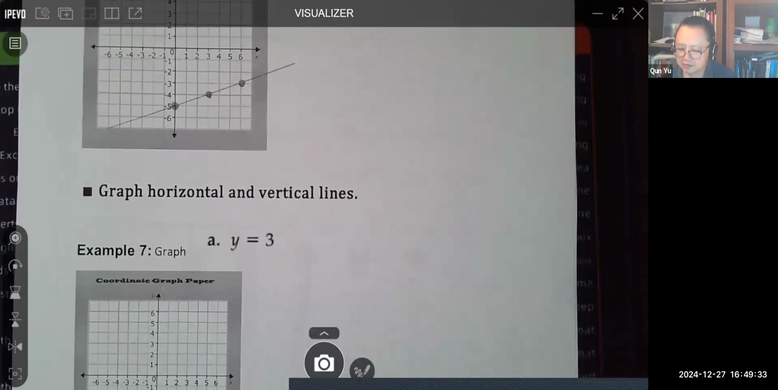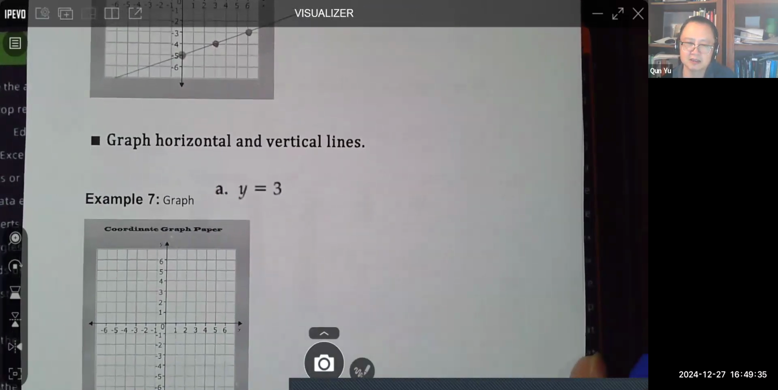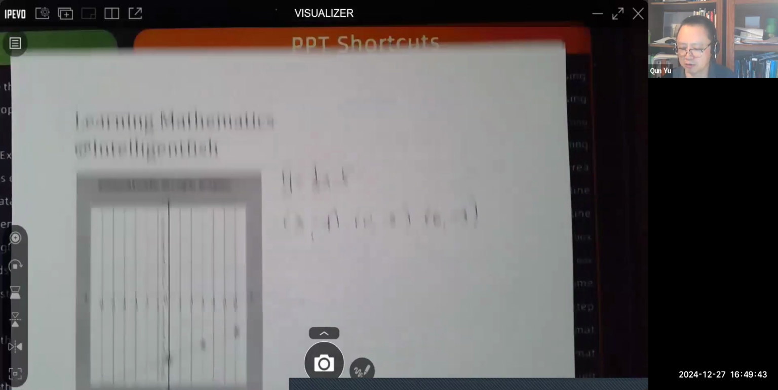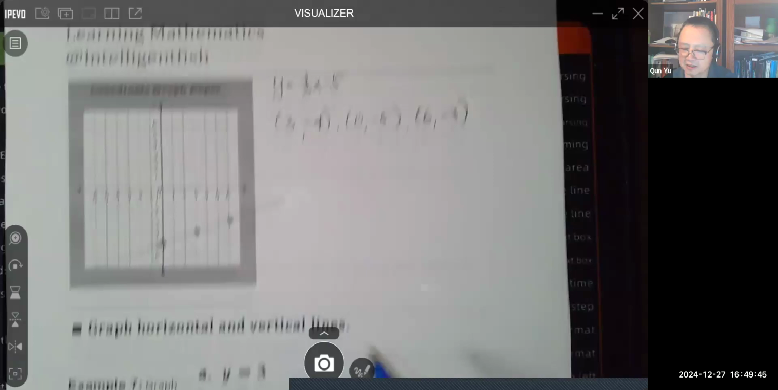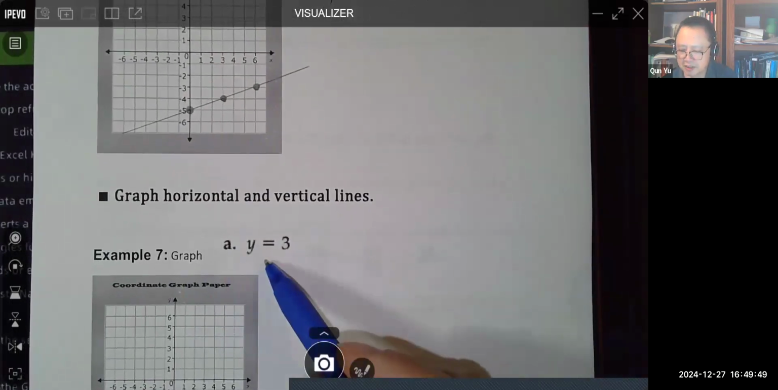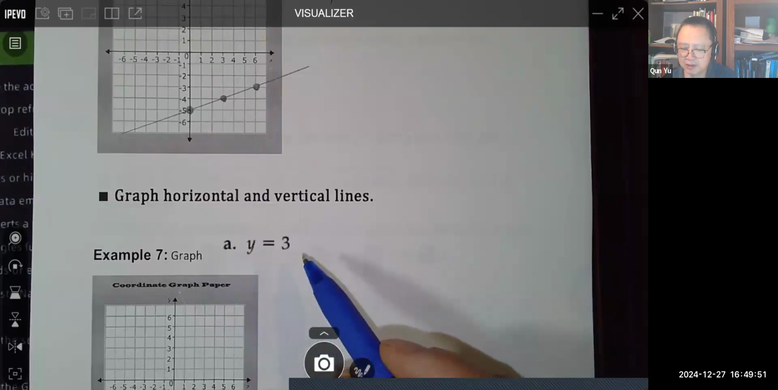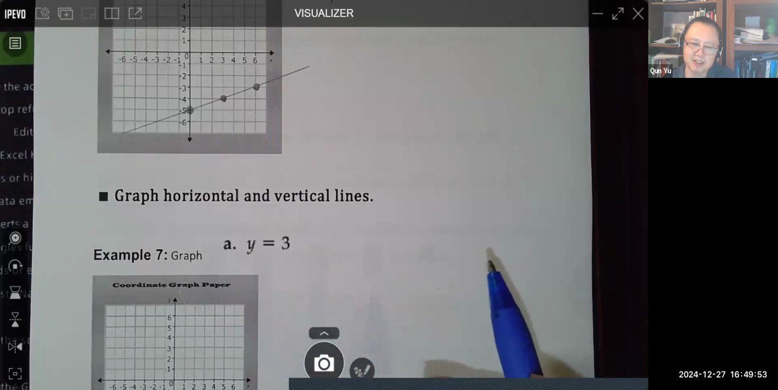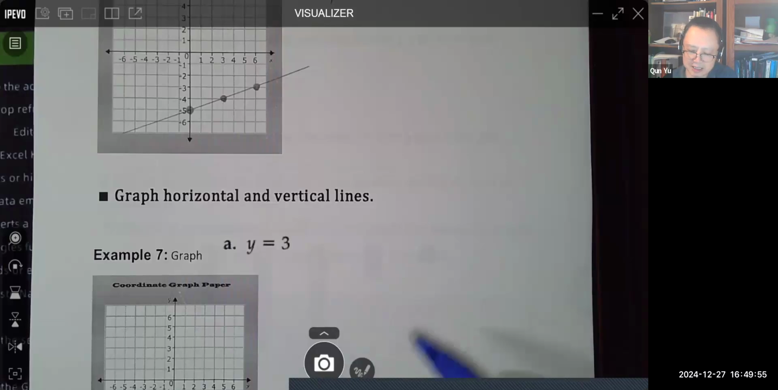Okay, now let's look at the next learning objective. We're going to graph horizontal and vertical lines. So we graphed 2 lines already, right? This is a special case. Say the first one, we are going to graph y equal to 3. You'll notice that we only have one variable y without x in it. What does it mean without x?